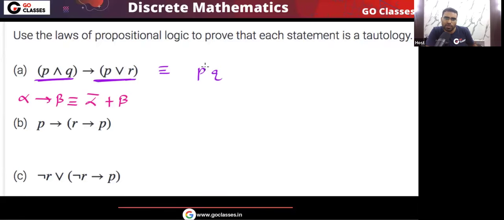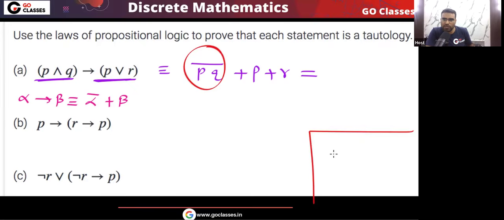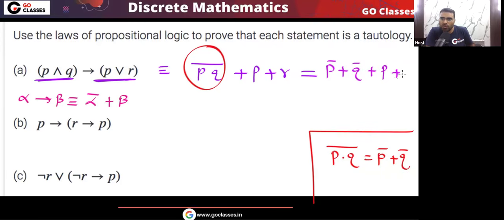So what will it become? It will become (P and Q) whole bar, because this is alpha. So alpha implies beta means alpha bar or beta. So it will become (PQ) bar or this is P or R. Now you can apply the De Morgan law. What is De Morgan law? Do you remember? (P and Q) whole bar is the same as P bar or Q bar. So you can apply this: P bar or Q bar, or P or R.